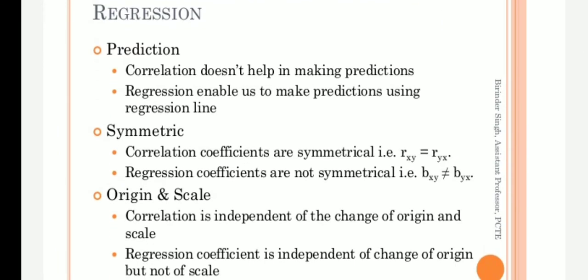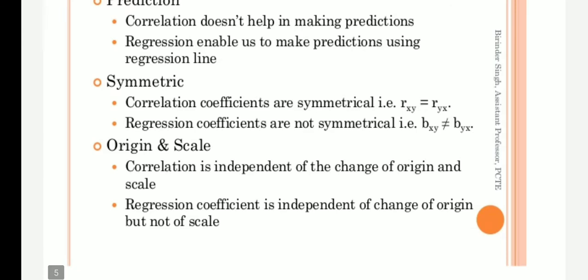Next, prediction. Correlation doesn't help in making predictions. We can't predict at all. From the two sets of values, we can calculate the correlation coefficient by the formula, but we can't extrapolate it. We can't predict anything for future values. But regression enables us to make predictions using the regression line.